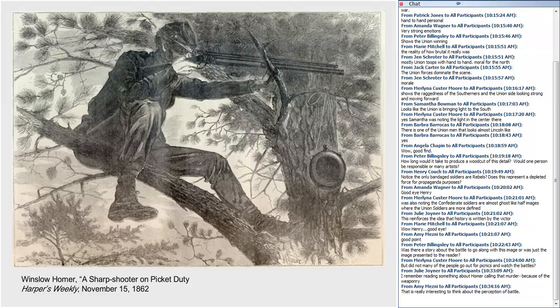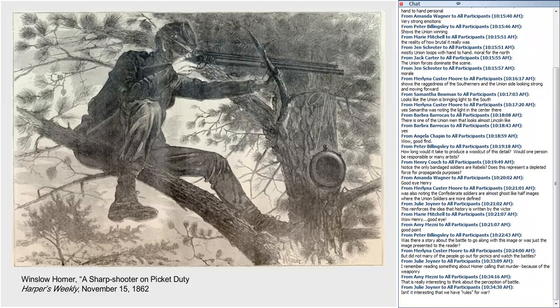Okay. Are there any questions or comments about these two images that we saw, Defiance and now the sharpshooter image? We've gotten some comments here. People are commenting on the fact that it's ironic that we have things called rules of war. And Julian Joyner does note that Homer himself considered this type of warfare murder. Yes, he did. He made a comment to that effect at one point.